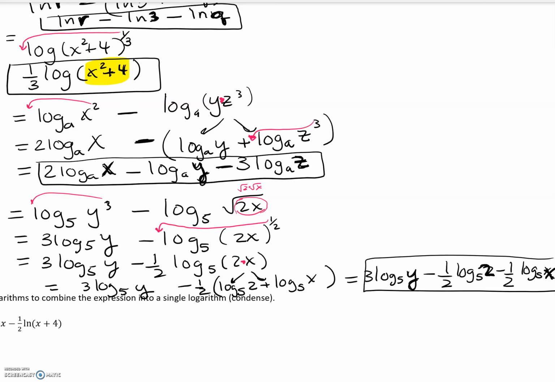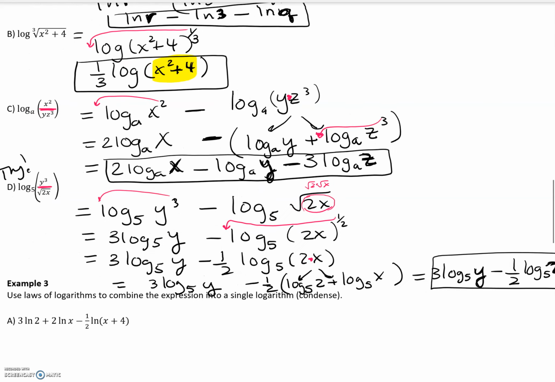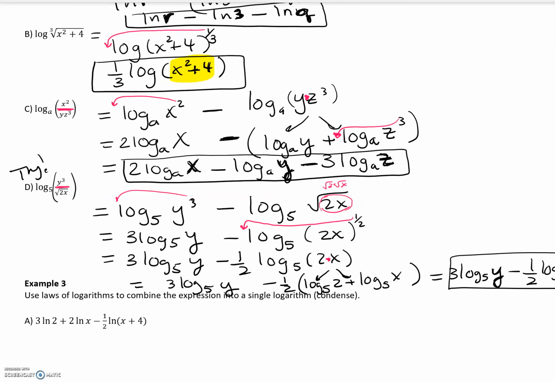All right, for the next examples, we're going to go ahead and work on them on the next video. So in this one, basically all we practiced was using the 3 properties that we had proved in the original video.